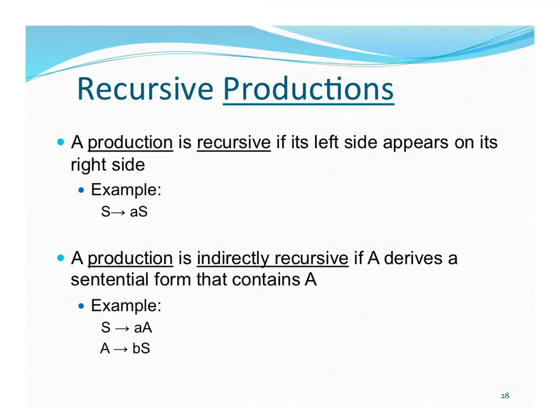Of course, we said that if you have an infinite language, you have to have some sort of way to derive the longer strings. That comes from recursive productions. We say a production is recursive if the left side appears on its right side. So for example, here we have S goes to aS. We can also say it's indirectly recursive if there's a couple of steps that get us back to where we were. So here we have S goes to little a, but big A goes to bS. So eventually we get back to that S.